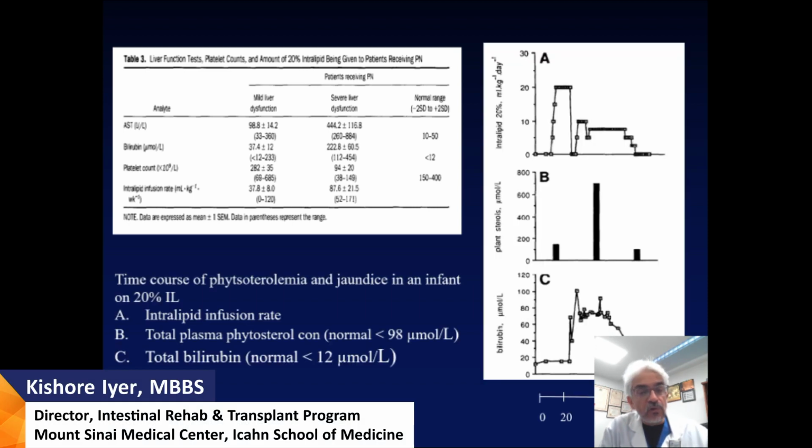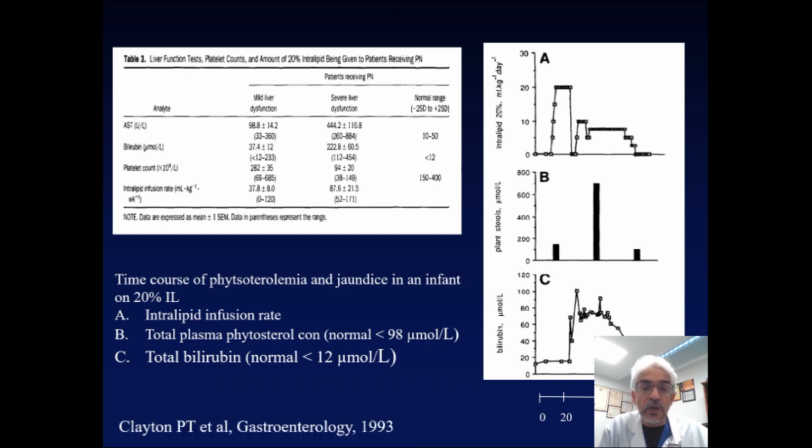The graphic on the right shows the time course of phytosterolemia and hyperbilirubinemia in an infant receiving 20% intralipid. Panel A is the intralipid infusion rate, first at baseline and then lowered in response to the occurrence of a higher level of phytosterol seen in the middle panel, the middle bar of the middle panel. And you will note that the serum bilirubin concentration shown in the lower panel was initially low.